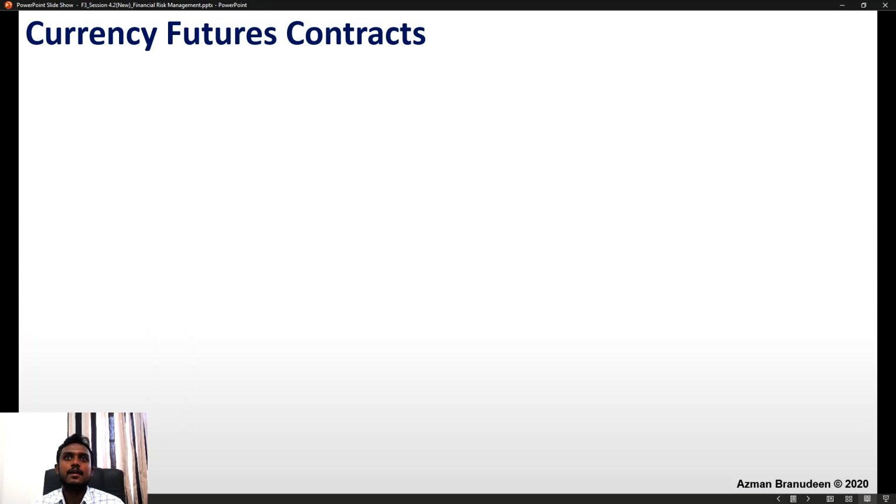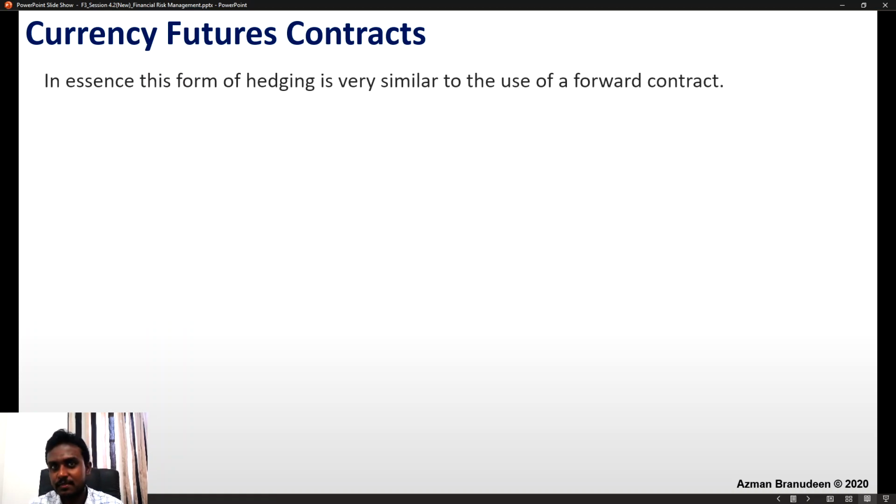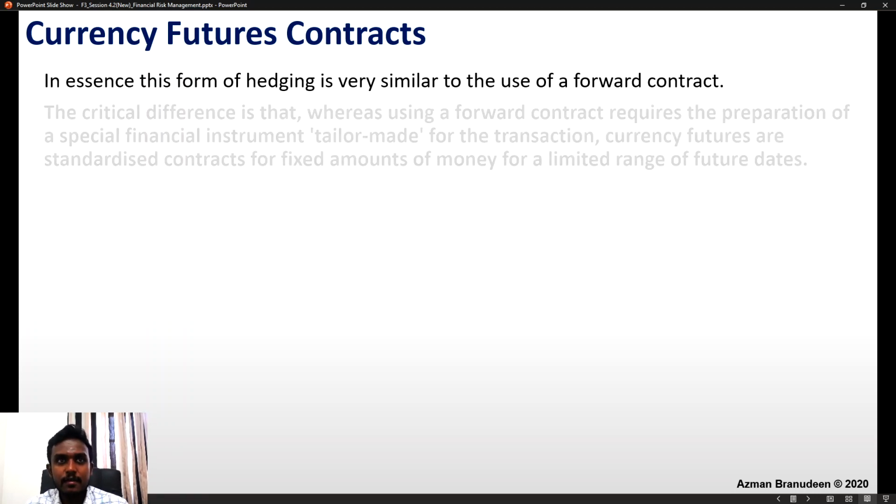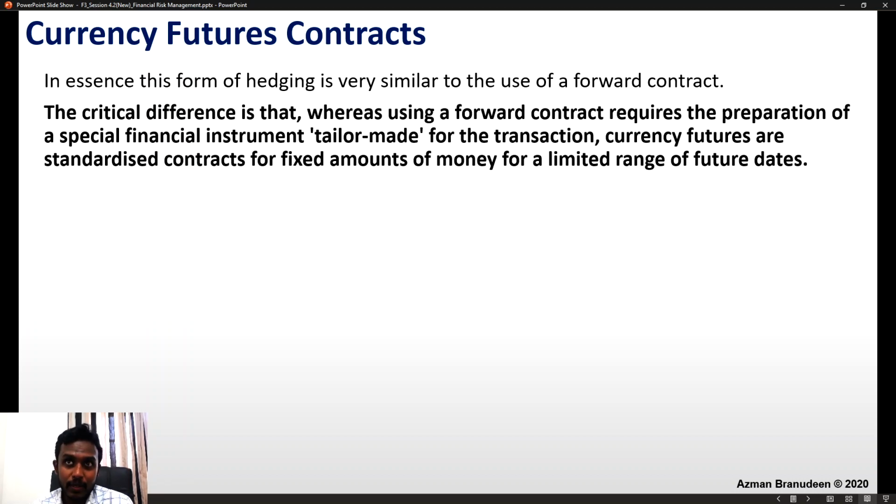Yes. Then the third one, currency futures contract. So again, what I want is for you to understand this in very simple terms. Technically, it's very similar to a forward contract. In essence, this form of hedging is very similar to the use of a forward contract. The critical difference is that whereas using a forward contract requires the preparation of a special instrument tailor-made for the transaction, currency futures are standardized contracts. So you can't tailor-make it.